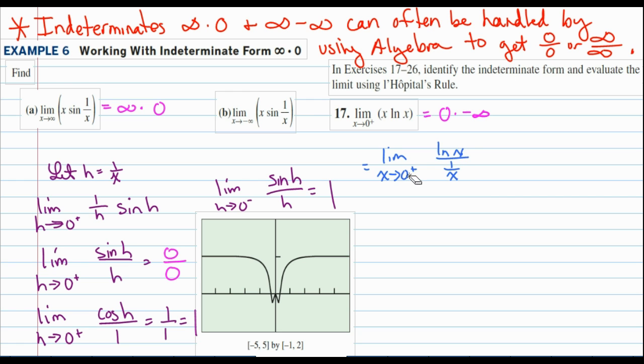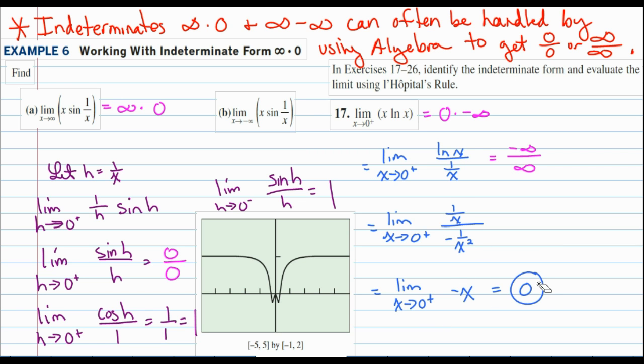So if I think about what happens as we approach 0 from the right, the natural log of x approaches negative infinity, 1 over x approaches positive infinity. So I have an infinity over infinity indeterminate form now, and I can use L'Hopital's rule. The derivative of natural log of x is 1 over x. The derivative of 1 over x is negative 1 over x squared. So this is like x to the negative 1. The derivative is going to be negative x to the negative 2. Well, simplify a little bit. I get the limit as x approaches 0 from the right of negative x, that's easy to plug 0 into. I get 0.